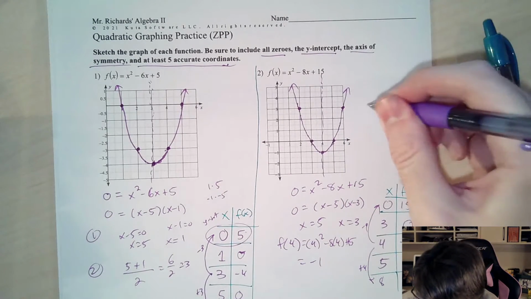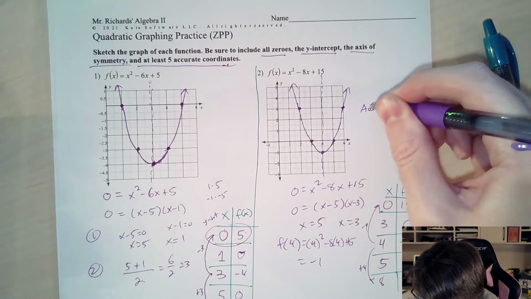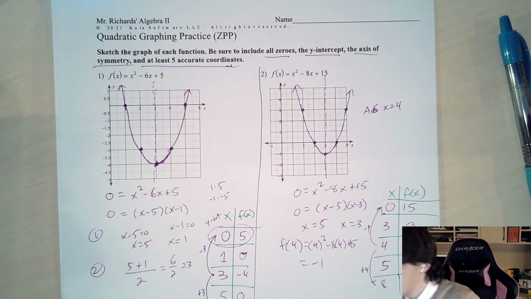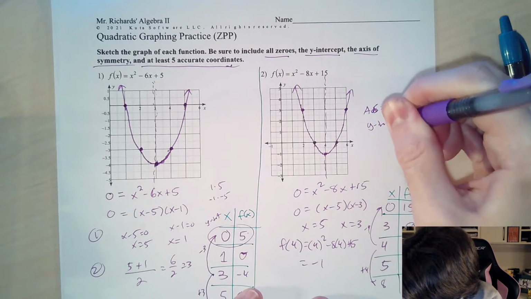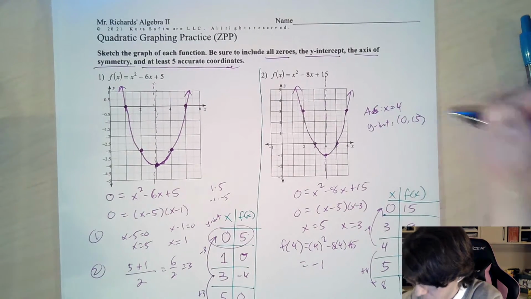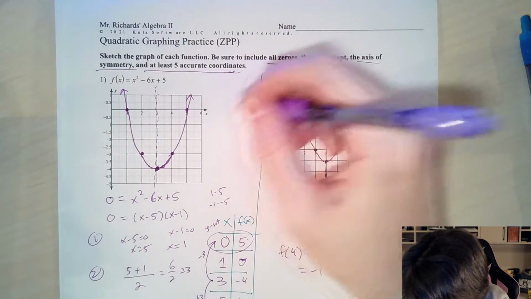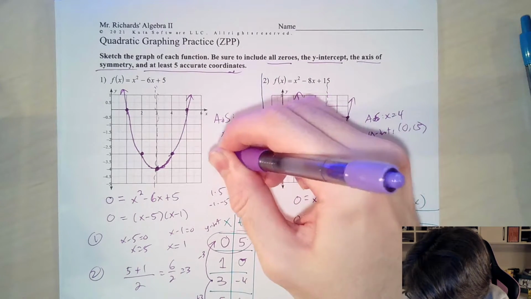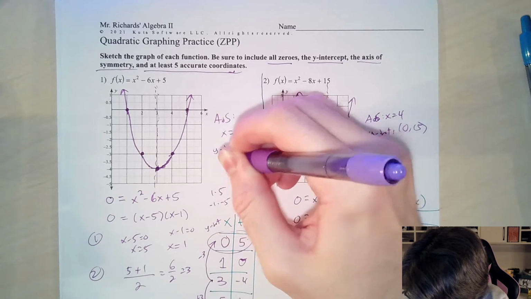If we want to label it more precisely, we could write AOS, x equal to 4. It's actually good practice to get into. And I'm going to write it down here, and then 0, 15 is our y-intercept, just to have it. Same here. AOS x equal to 3, and the y-intercept, we got 0, 5.